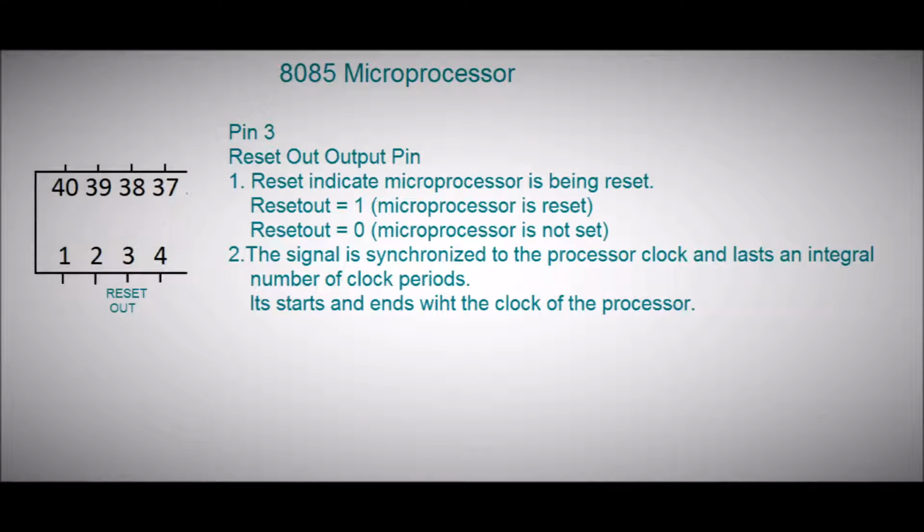Pin 3. Reset output pin. 1. Reset out indicates the microprocessor is being reset. It means by using this pin we can know whether the microprocessor is reset or not. Reset out equals 1, microprocessor is reset. Reset out equals 0, microprocessor is not reset. 2. The signal is synchronized to the processor clock and lasts an integral number of clock periods. It starts and ends with the clock of the processor.